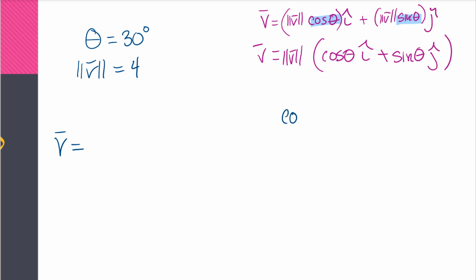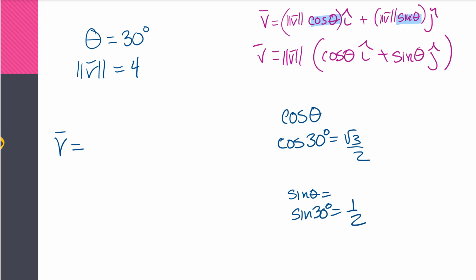So let's go find cosine of our theta. Cosine of theta is equal to cosine of 30 degrees, we all know that one. That's root 3 over 2. And then we have to find sine of theta. Sine of 30 degrees is equal to 1/2.